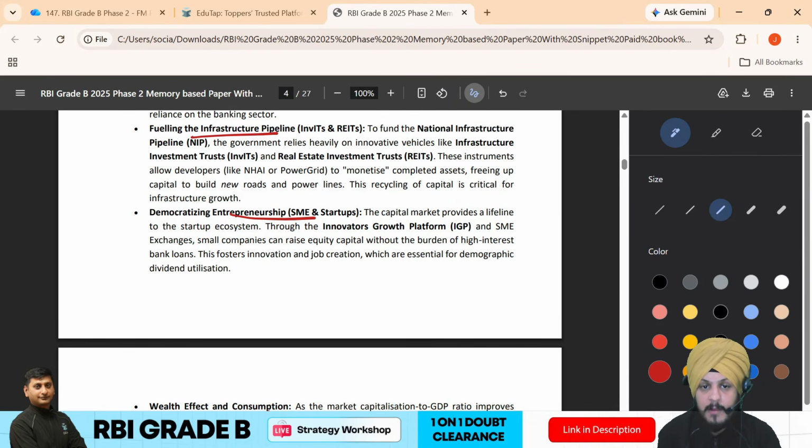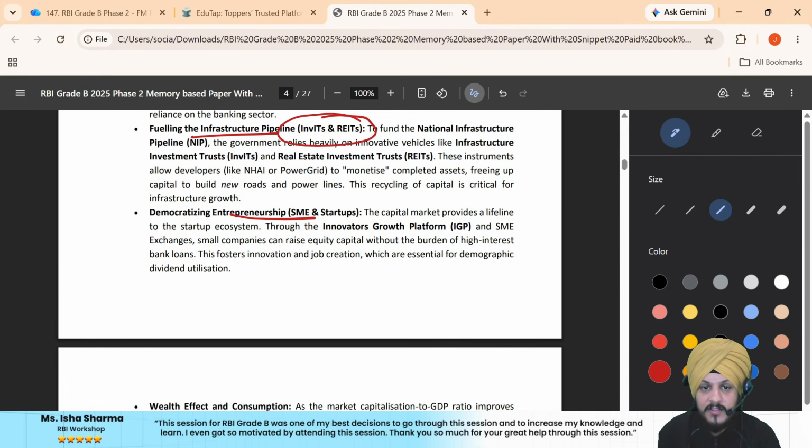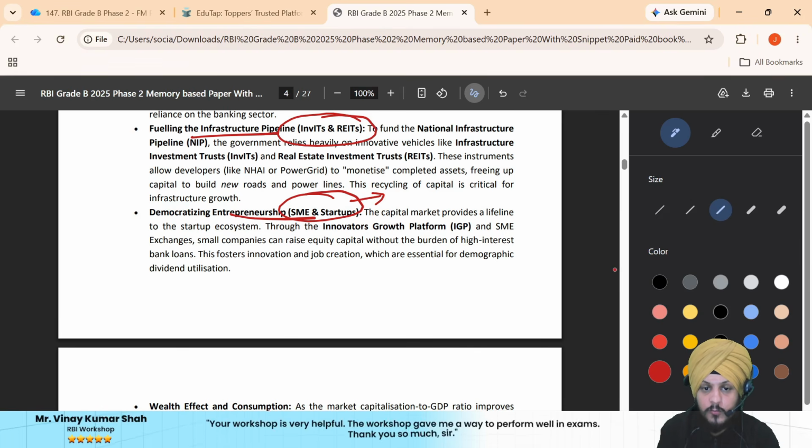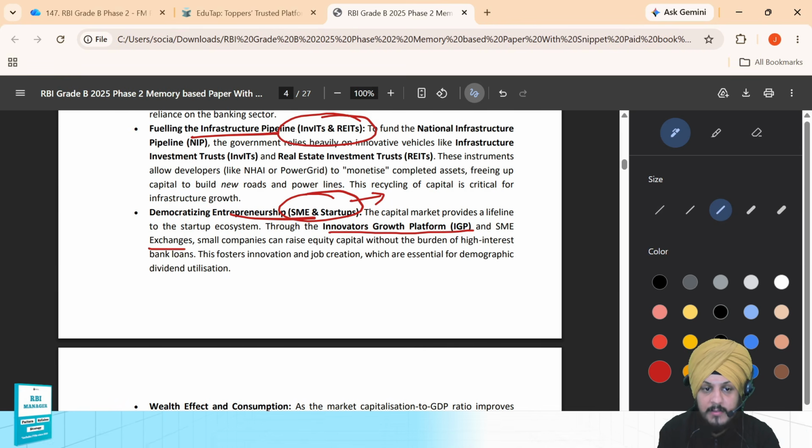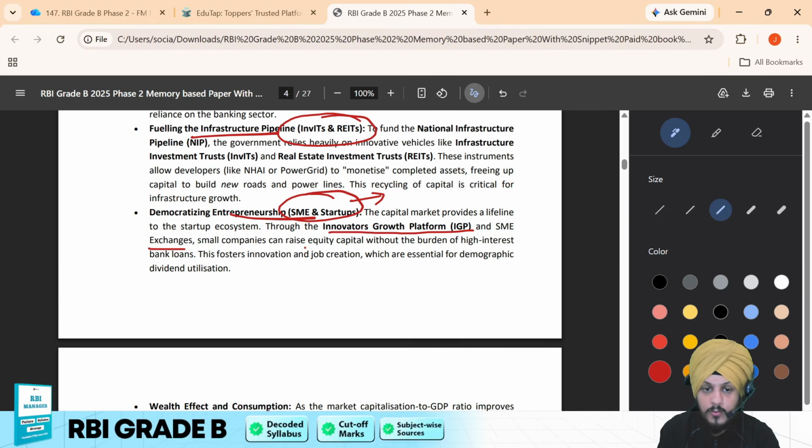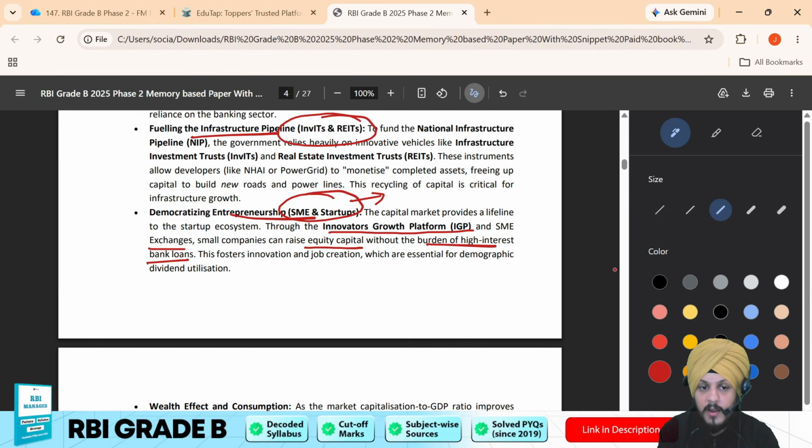Secondly, infrastructure pipeline, also through instruments like InvITs and REITs. This can be another dimension. Then for the MSMEs, right, you can write different other points also. We have written over here: through the Investors Growth Platform, IGP, and SME exchanges, small companies can raise equity capital without the burden of high interest bank loans.